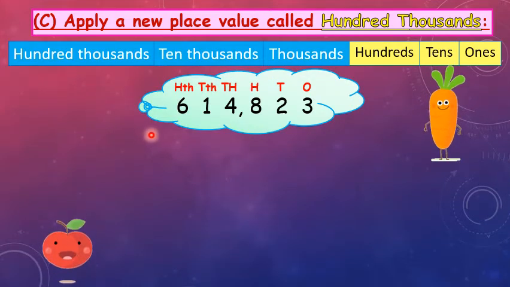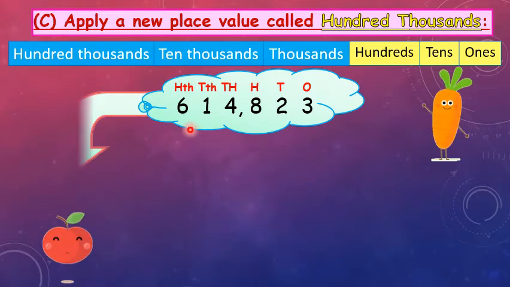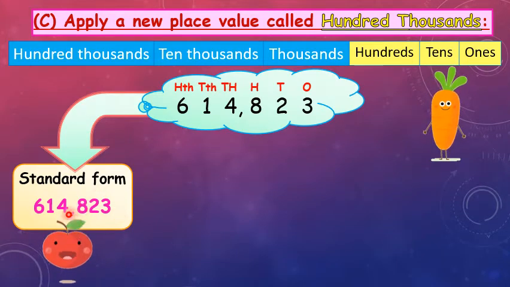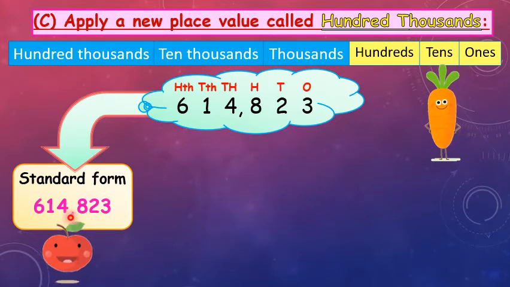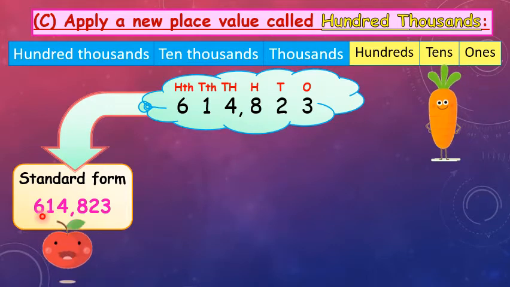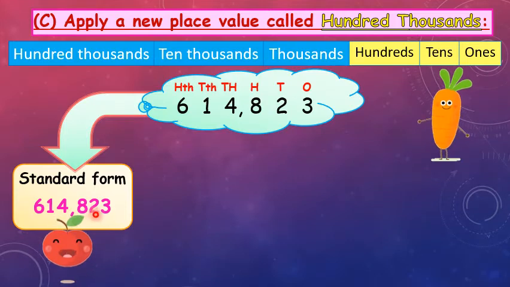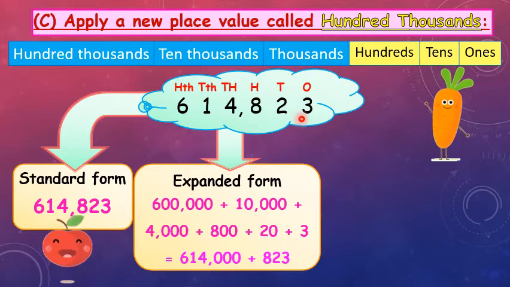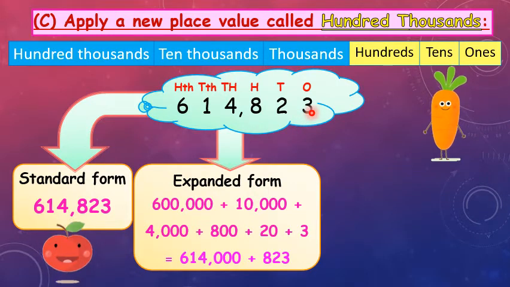Now let's put this number in three different forms. First form, which is called standard form: ones, tens, hundreds. Then put our comma which is called 1,000. Then read the number to the left of this comma, which is called 614,823. Next form, which is called expanded form, we just put the value of each digit, then put plus among them.